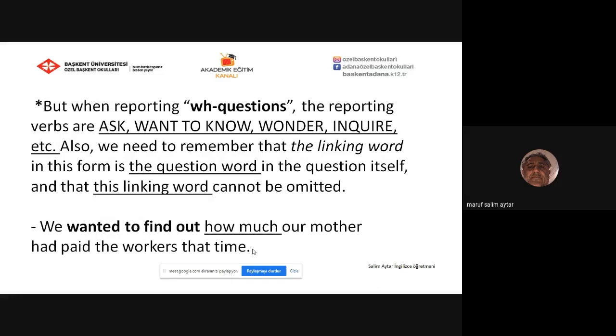But when reporting WH questions, the reporting verbs are ask, want to know, wonder, inquire, etc. Also, we need to remember that the linking word in this form is the question word in the question itself, and that this linking word cannot be omitted. Like in the example, we wanted to find out how much our mother had paid the workers that time. Here, how much is obligatory. You cannot omit it. You have to put it here.